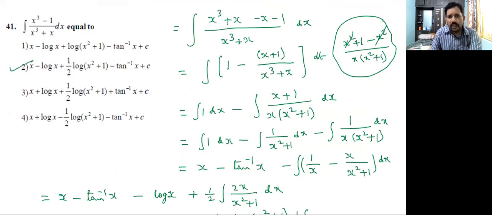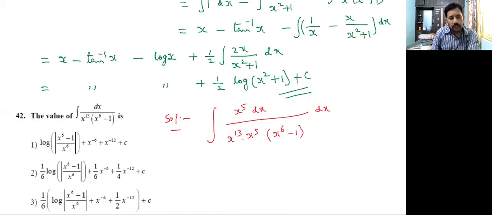In the question, x^6 − 1 is there. The derivative of x^6 is 6x^5 dx, so the numerator x^5 is not there. That's why I am multiplying the numerator and denominator by x^5.